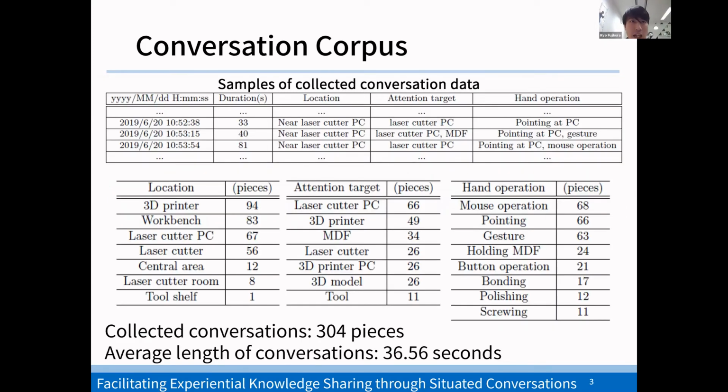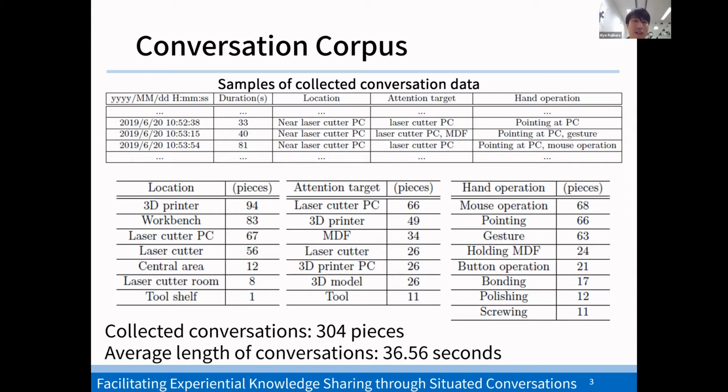We have prepared the conversation corpus for our system. We held workshops of digital fabrication 3 times and video recorded the participants' conversations and their behaviors. Next, we checked the recorded video and extracted conversational scenes. We built the list of conversation scenes containing contextual information of the conversation participants, that is their location, attention target, and hand operation. As you can see, in the lower tables, the conversation scenes are distributed according to various values of the contextual information. The total number of collected conversation scenes is 304.